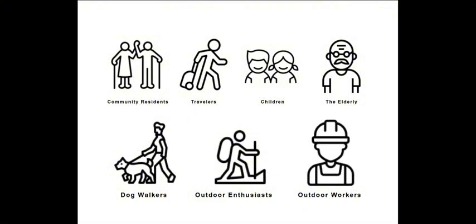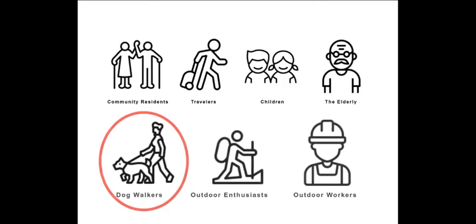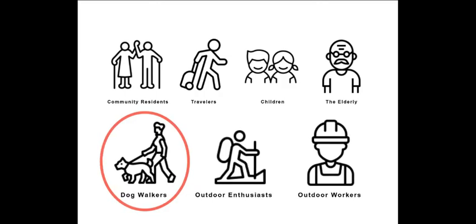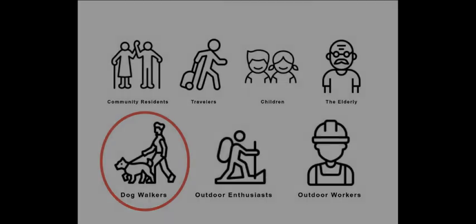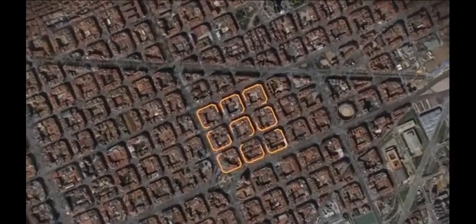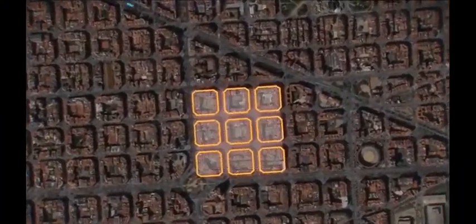Stakeholders for the design include community residents, travelers, children, the elderly, office workers, dog walkers, outdoor enthusiasts, low-income families, and outdoor workers. Residents who walk their dogs, exercise, or want to be outdoors in shaded spaces are the main target users. Supporters will include the City of Sydney, the Australian Green Building Council and the Sustainable Foundation. I studied and compared the following 3 design precedents.